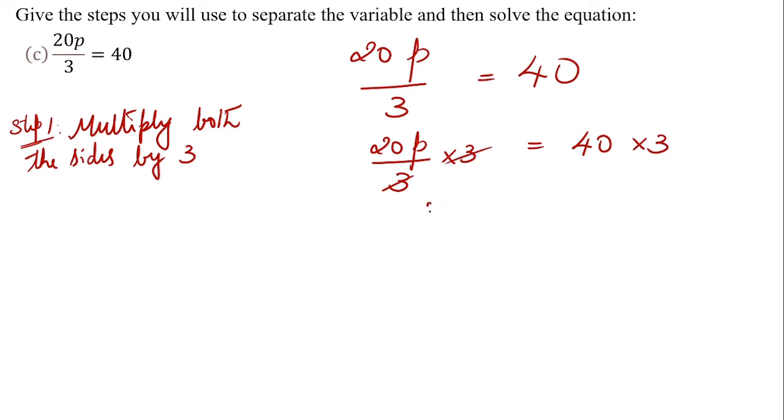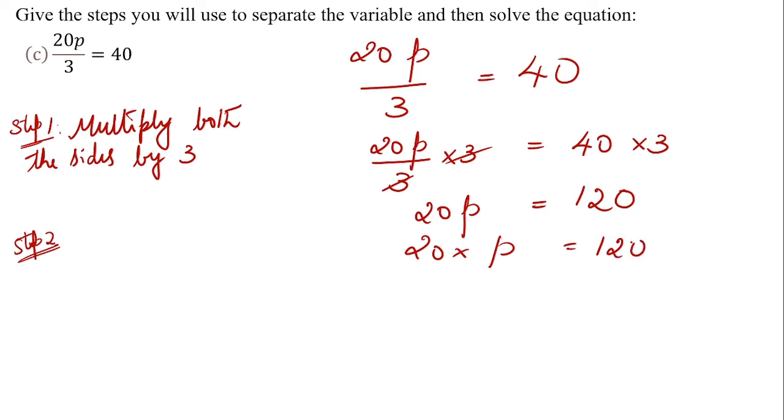3 and 3 gets cancelled. So 20p is equal to 40 into 3: 3 zeros are 0, 3 fours are 12. Right? Now you have 20p is equal to 120. So what will be the second step? Second step will be 20p is 20 into p. Correct? 20 into p is equal to 120.